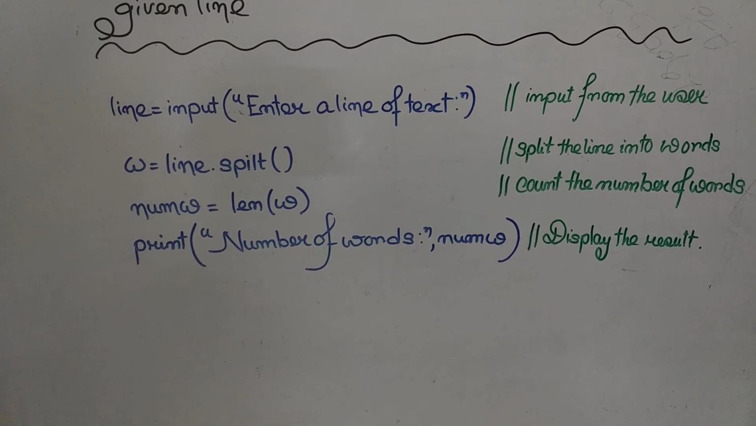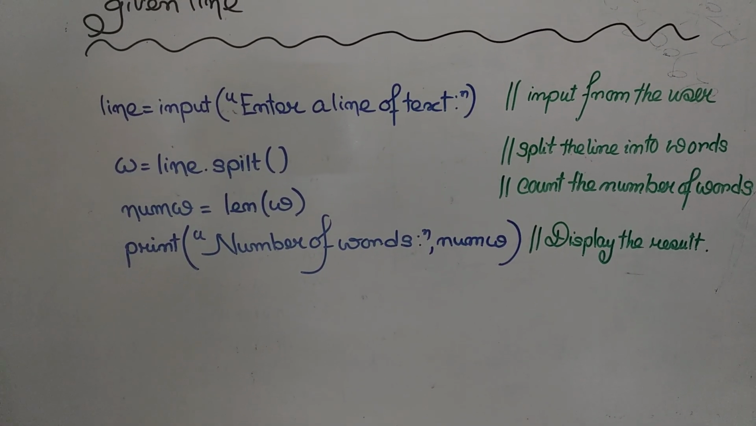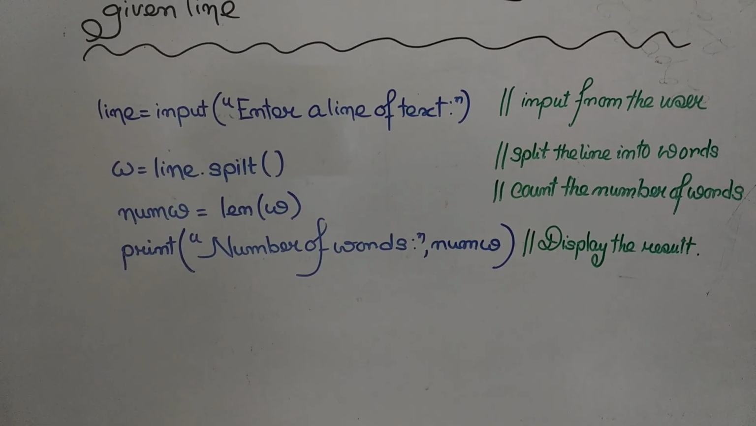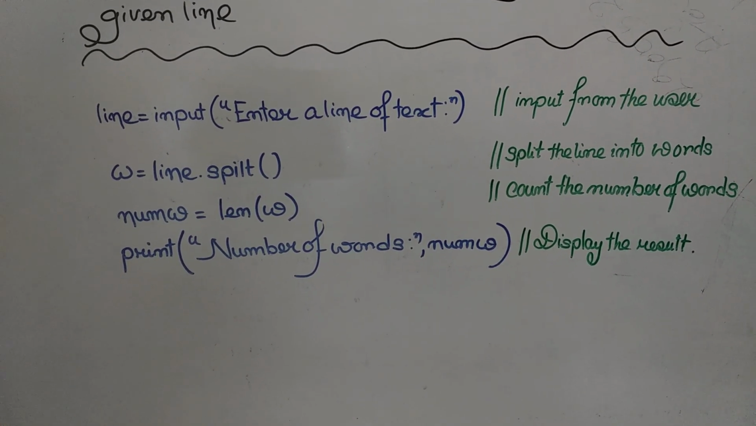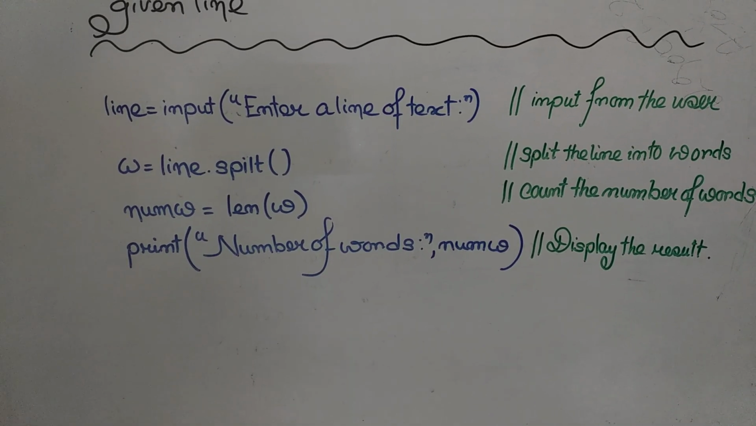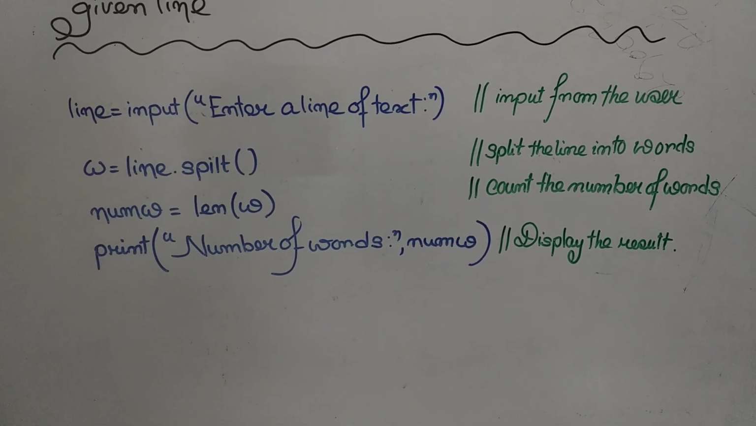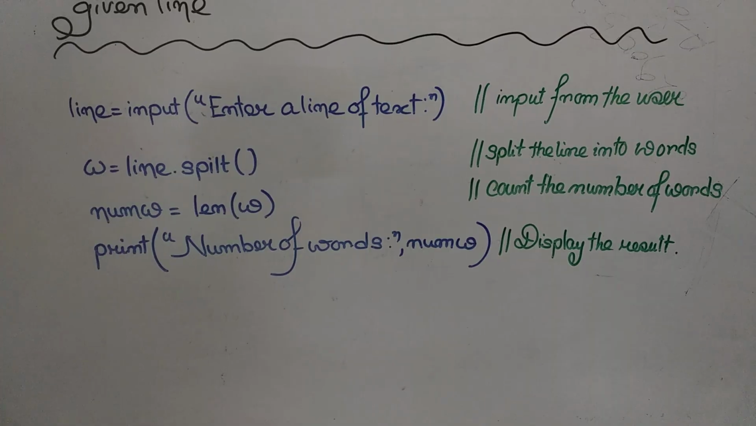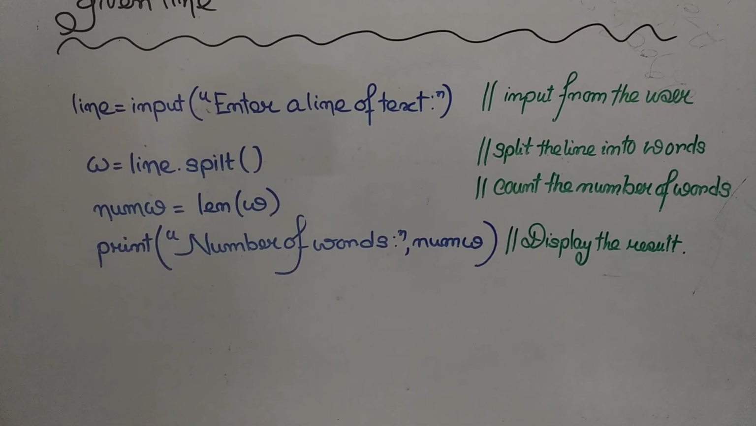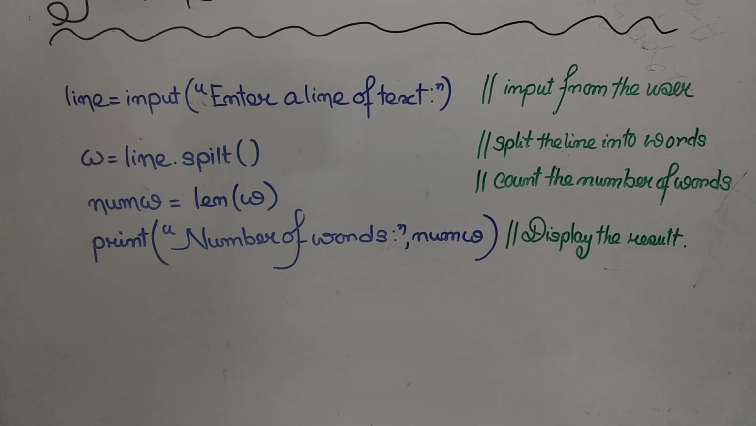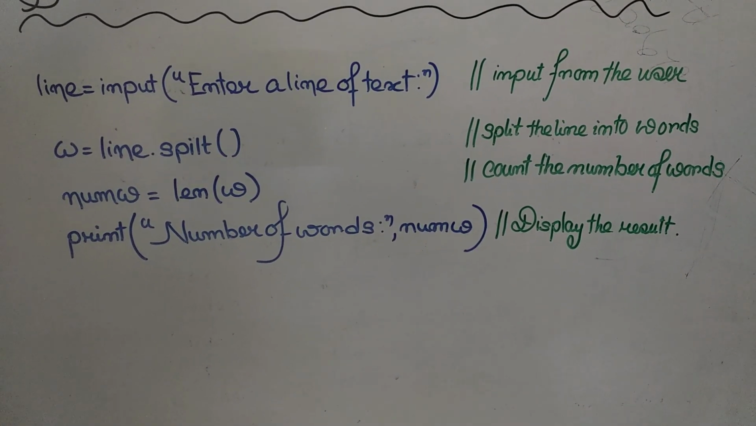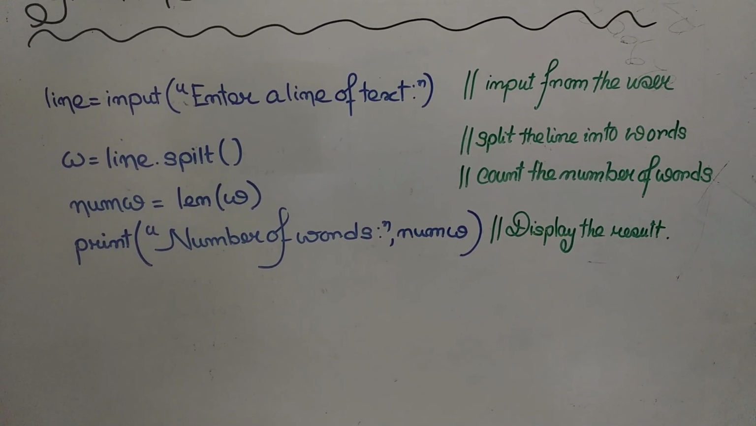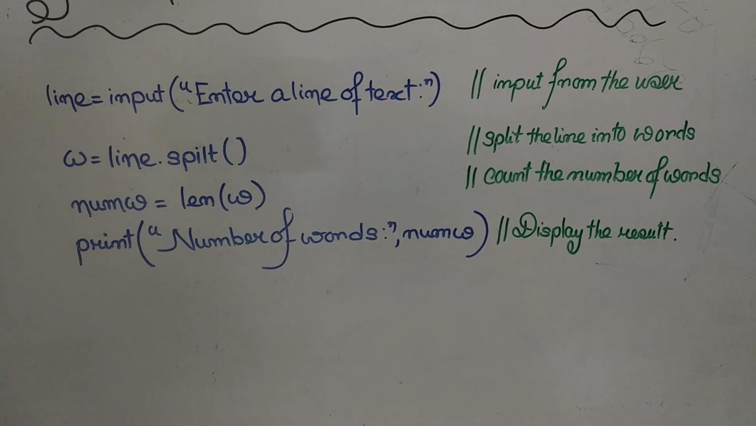Okay. Now the third line, that is another variable is there, that is num w, where num w is equal to length of w. Here we are counting the number of words present in the line of text that has been entered by the user in an enter line of text.